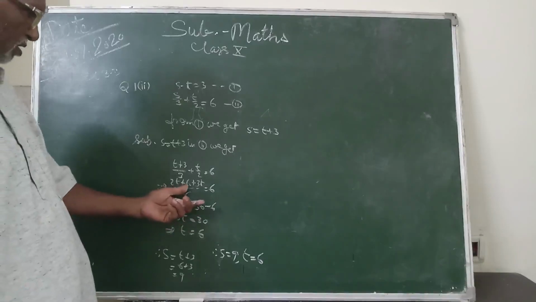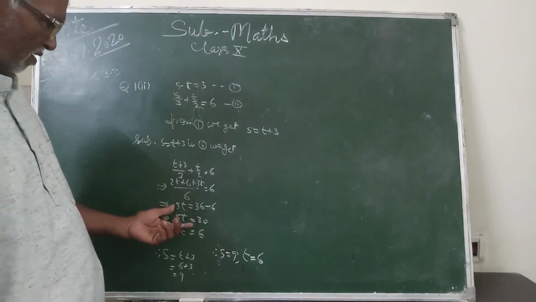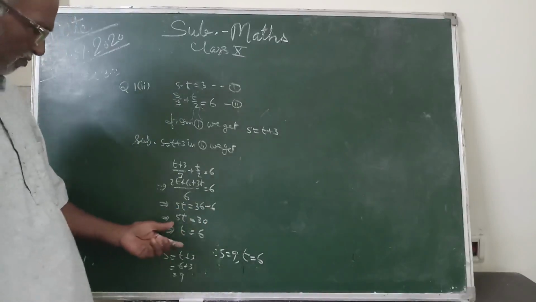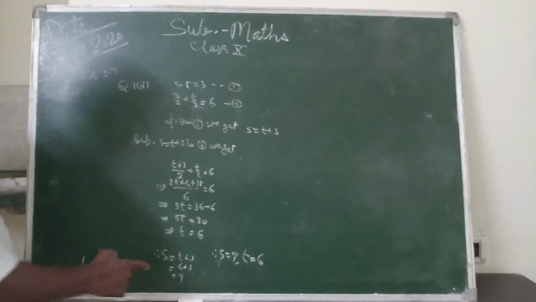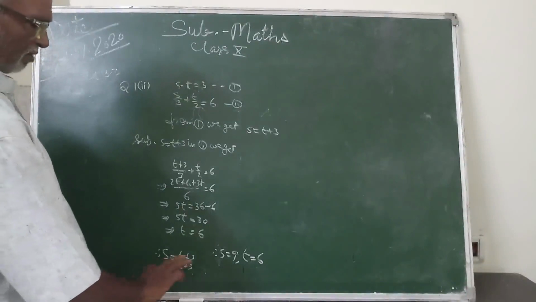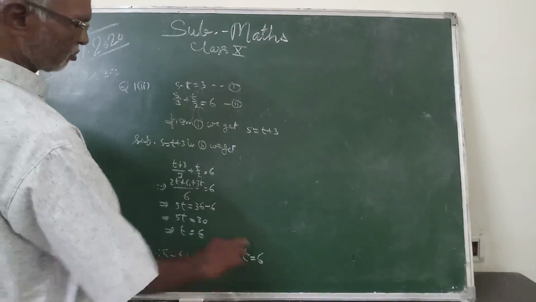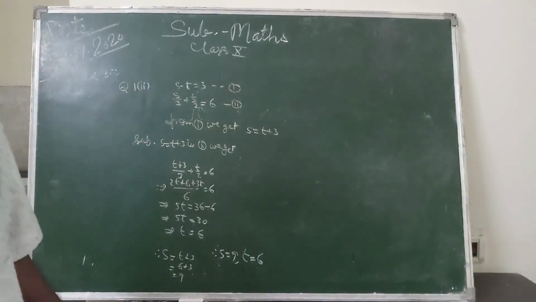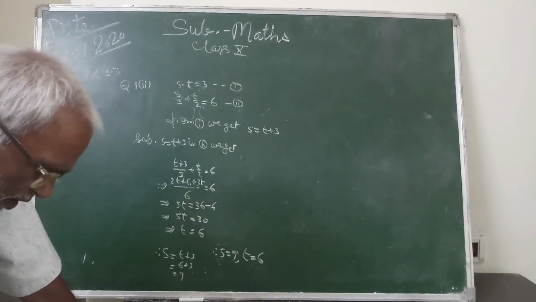Therefore, 2t plus 6 plus 3t is equal to 6, which implies 5t is equal to 36 minus 6, or 5t is equal to 30. Therefore, t is equal to 6. When t is equal to 6, then s is equal to 6 plus 3, that is 9. Therefore, s is equal to 9 and t is equal to 6 is the solution of the given equation. The other parts of question 1 can be done the same way.